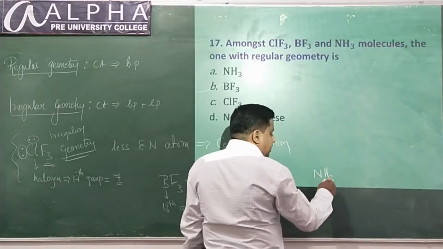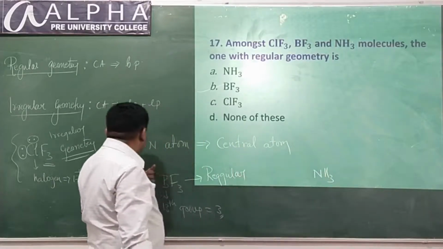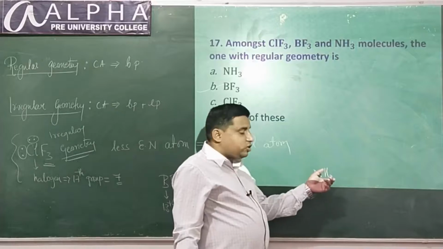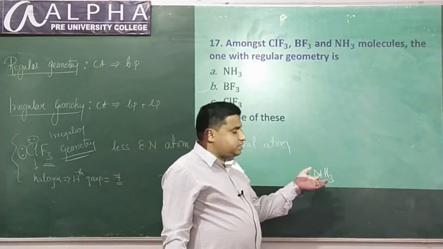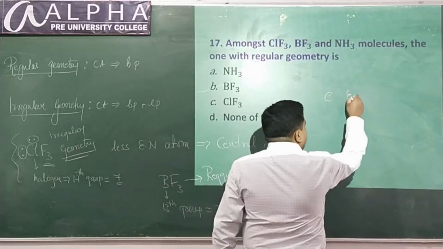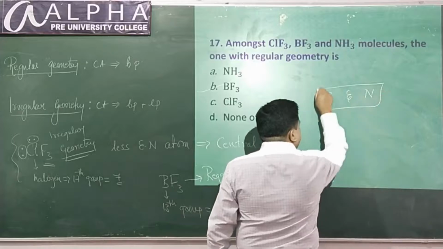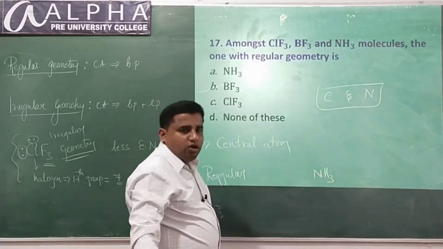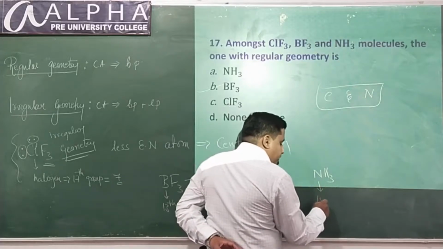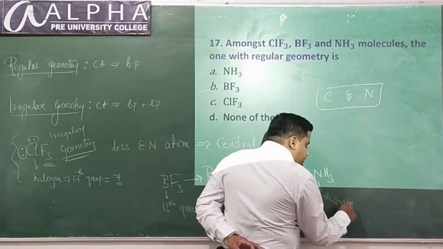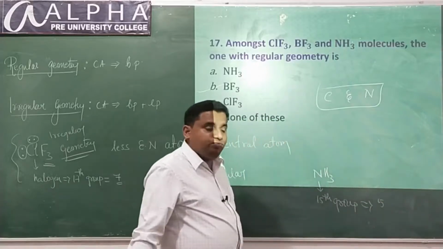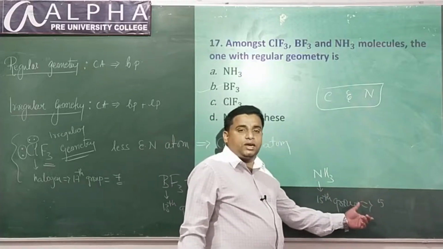Now here, we cannot use the rule I just told: the less electronegative atom should be taken as central atom. But here nitrogen is more electronegative than hydrogen, but still nitrogen is the central atom. Usually carbon and nitrogen, even though they are more electronegative, will be central atoms. So nitrogen belongs to what? 15th group. 15th group elements will have 5 valence electrons.